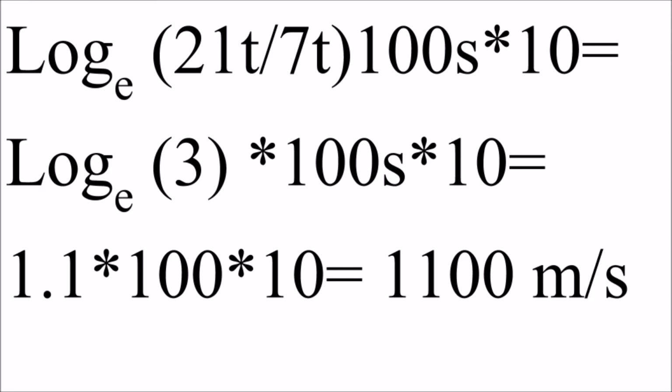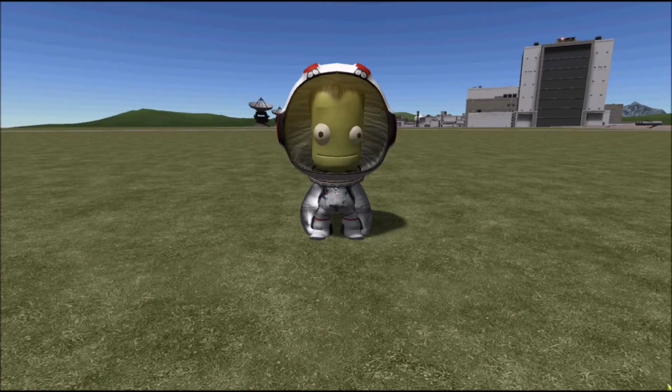So let's plug these numbers in and see if they work. We can start with the logarithm. Log base e of 21 tons over 7 tons. 21 over 7 is 3, so we can type in log base e of 3. So now we can all pull out our scientific calculators, press the LN key, type in 3, and press enter. This is the hard part over. Now all we need to do is multiply by the ISP, 100 seconds, and 10. And boom, you're done. There we go, 1,100 meters per second. That's much more than we need.